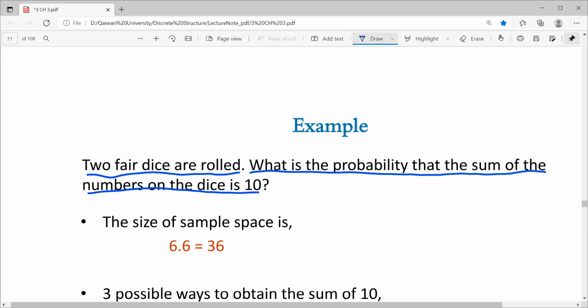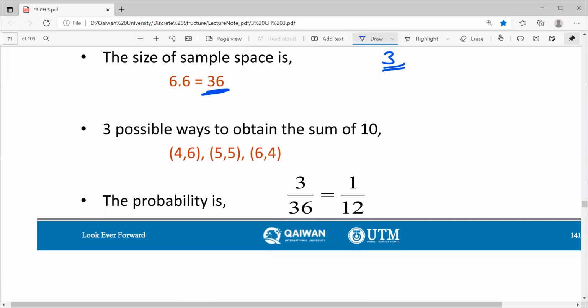So here we have 3 elements in the sample space which the sum of both elements in it is 10. 3 dividing by how many elements do you have in the sample space? In the first dice we have 6 possibilities. In the second we have 6. Multiplying them is 36. That means we have 36 elements in the sample space. So the cardinality of the sample space is 36. And here we have 3 dividing by 36, which is 1 over 12.